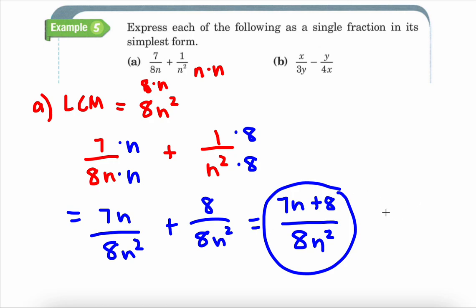There's nothing I can reduce. The numerator and denominator don't share anything in common. So this now is my final answer. I can't combine 7n and 8 because these two are not like terms. So this is the most I can do. It is in its simplest form: 7n plus 8 over 8n squared. Why don't you go ahead and pause the video and try 5b by yourself using that same procedure that we did here.